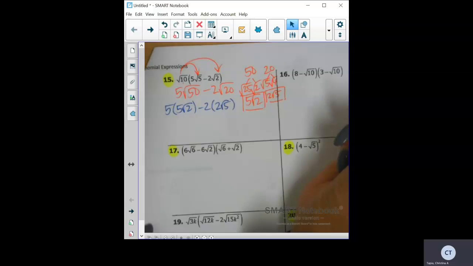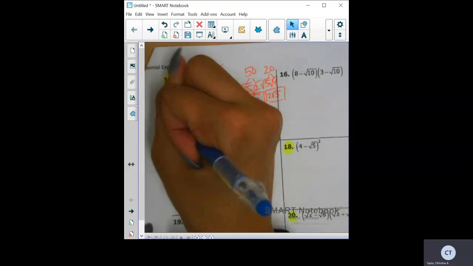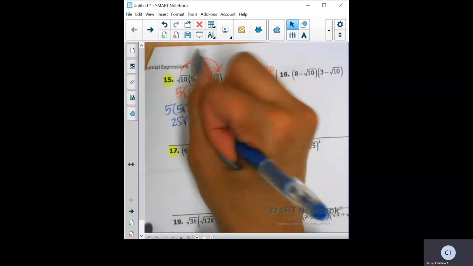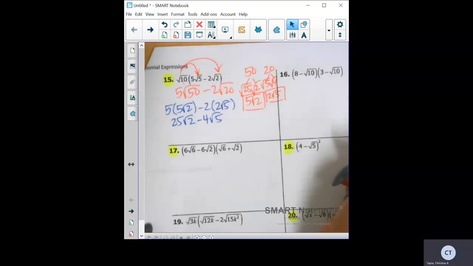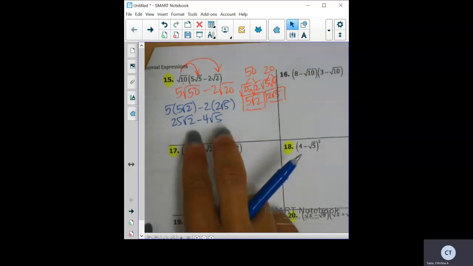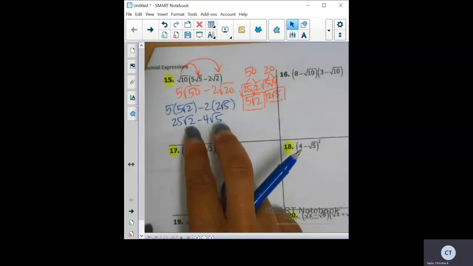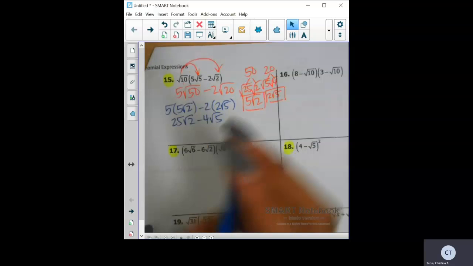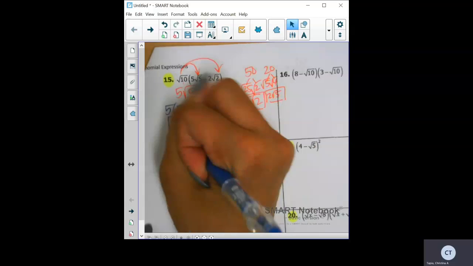Just like Itzia told us at the beginning, I'm going to multiply 5 times 5, which is 25 square root of 2. 2 times 2 is 4 square root of 5. Please tell me there's some way for me to combine both of these. No, I'm sorry. There's no way to combine it. I know you're like, but it's a 2 and it's a 5. There has to be a way. There isn't. This would be your final answer.